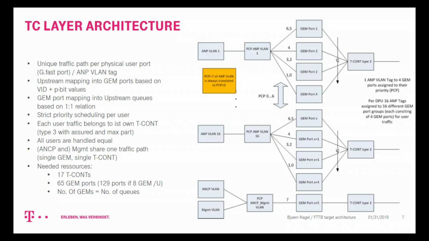Yeah, of course, there's an oversubscription, but every user has a dedicated TCON. Therefore, we are using Type 3 as a dedicated assured bandwidth, and in our current case we have 16 ports. So if 15 users send a lot of high priority traffic, then the 16th one can at least occupy his assured bandwidth with his best effort traffic.